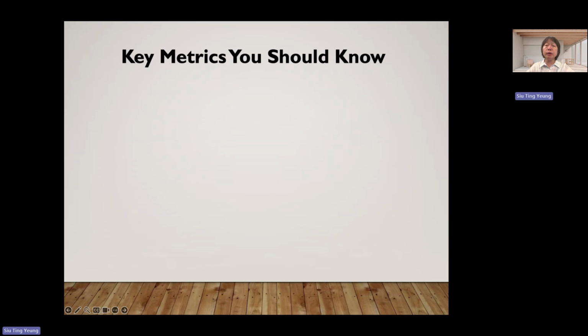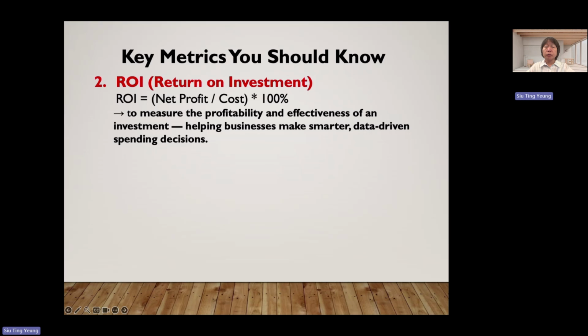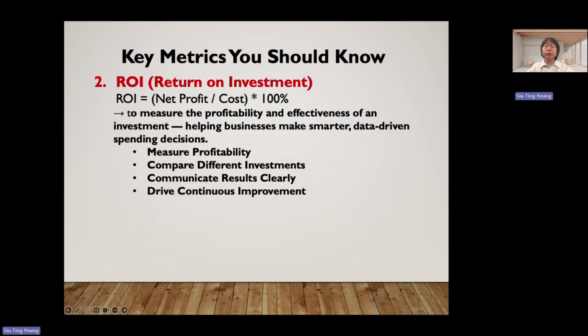Let's come to the second key metric. The second one is ROI, return on investment. So the formula is net profit over cost multiplied by 100. What is ROI? It is to measure profitability and effectiveness of an investment, helping businesses to make smart, data-driven spending decisions. And the main purpose of using ROI is to measure profitability, compare different investments, communicate results clearly, and drive continuous improvement.